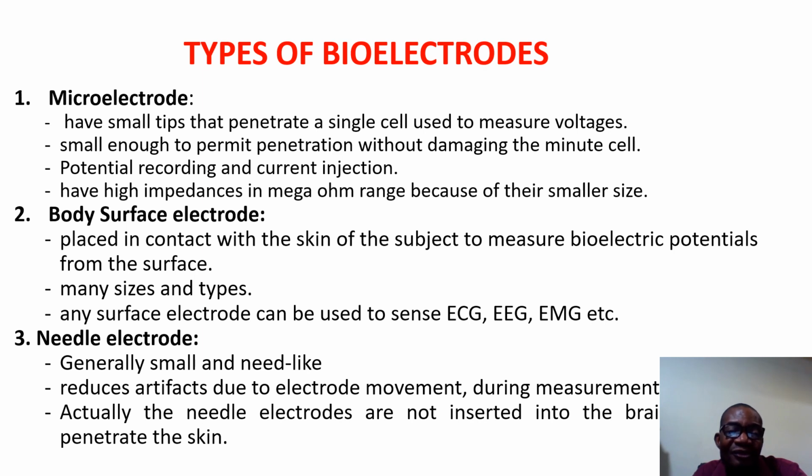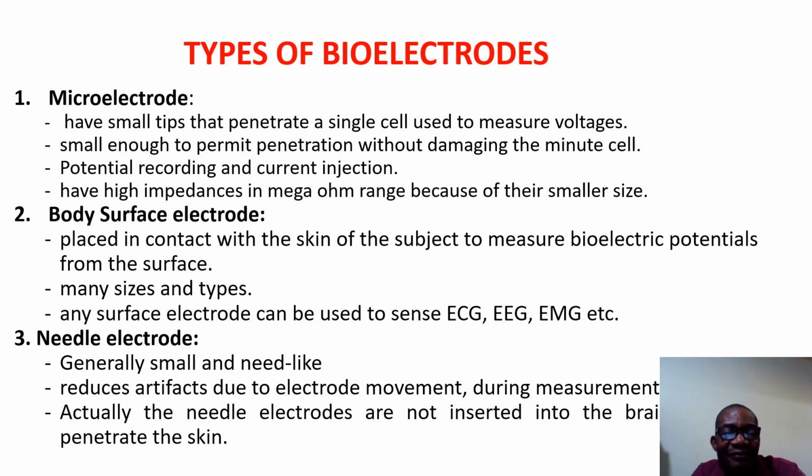So microelectrodes are very small, and when they are used to take such measurements, they are able not to damage the cell. We should note that microelectrodes have very high impedances in the range of mega ohms because of their small sizes.